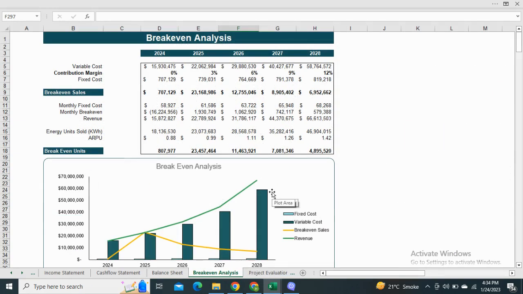Next, we have the break-even analysis, the point at which the cost and income of a business are equal. The model shows the break-even with respect to the sales amount as well as the number of energy units sold.